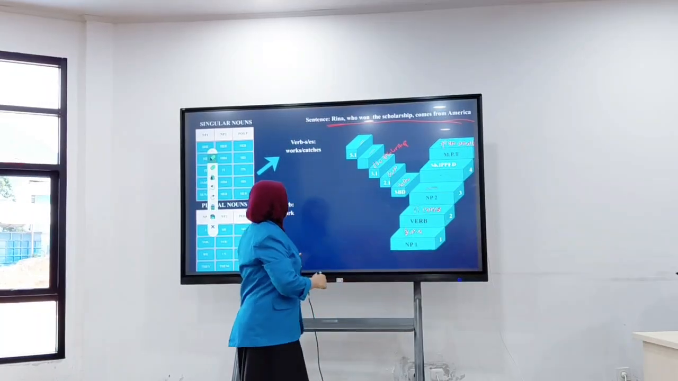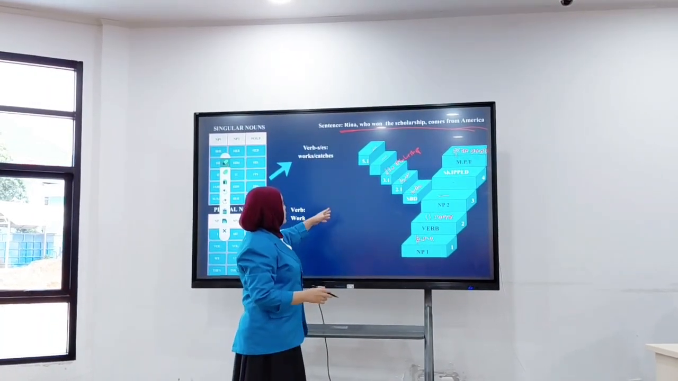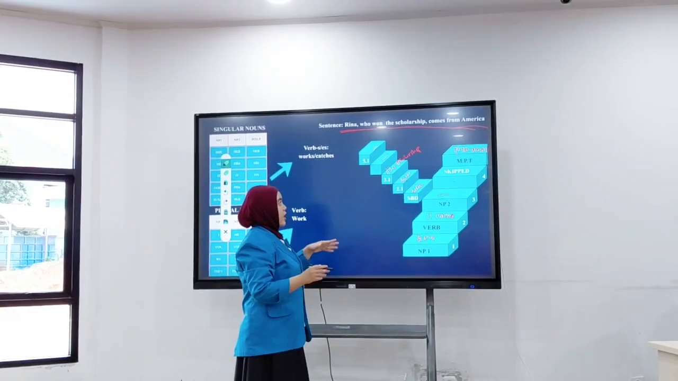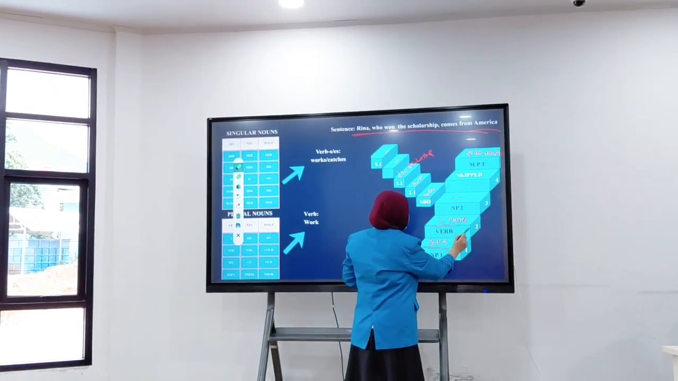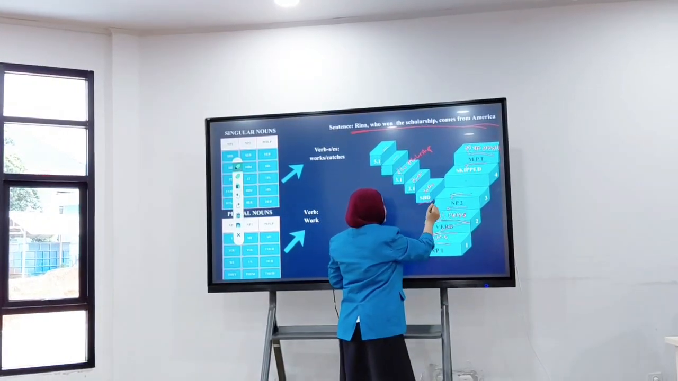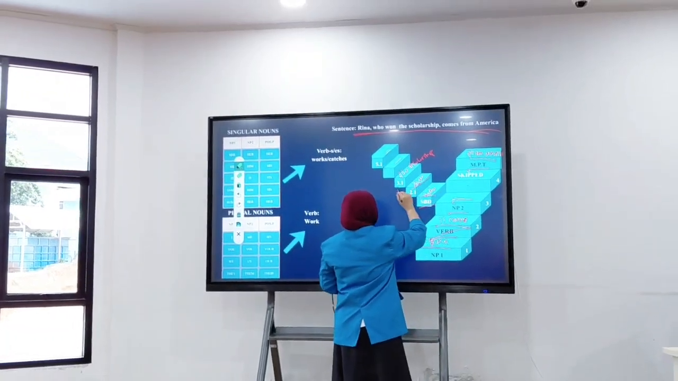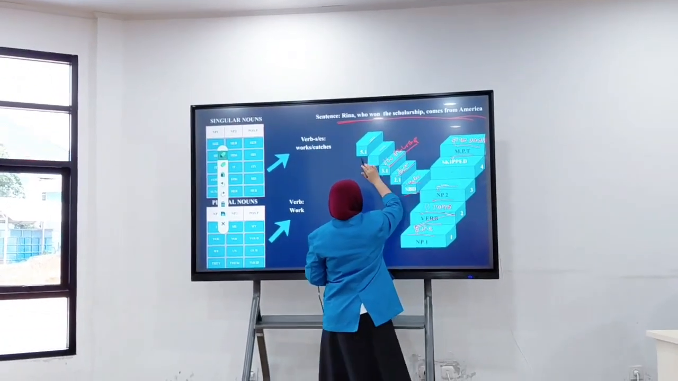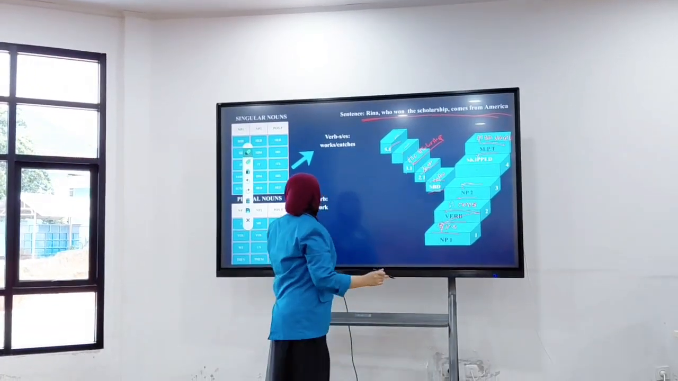Okay, and the sentence is: Rina, who won the scholarship, comes from America. Rina, MP1 is confirmed, MP2 skip, MPT from America, SBD who. Style 2, 1, style 3, the scholarship, and style 5, skip.